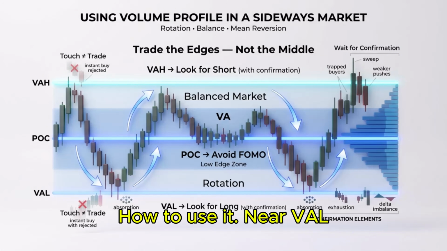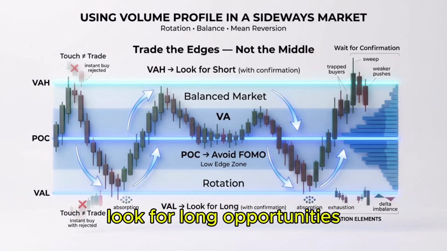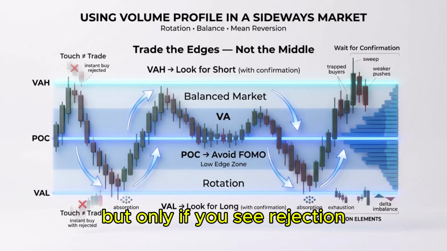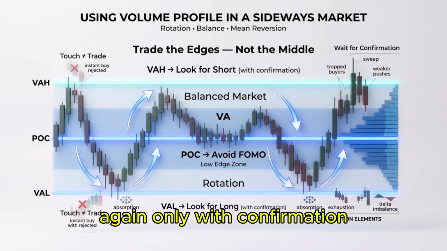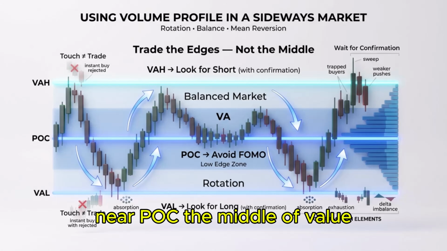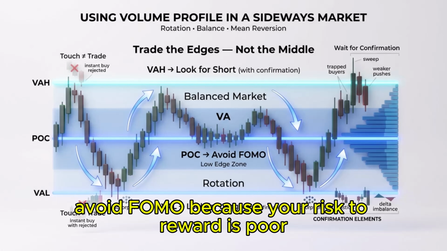How to use it. Near VAL, look for long opportunities, but only if you see rejection. Near VAH, look for short opportunities, again, only with confirmation. Near POC, the middle of value, avoid FOMO because your risk to reward is poor.